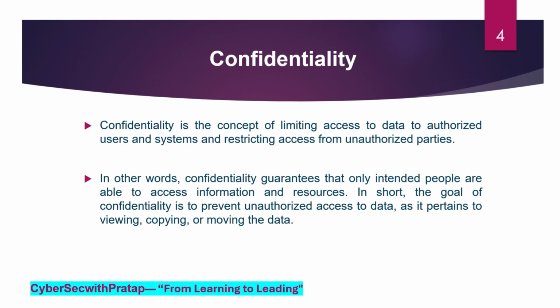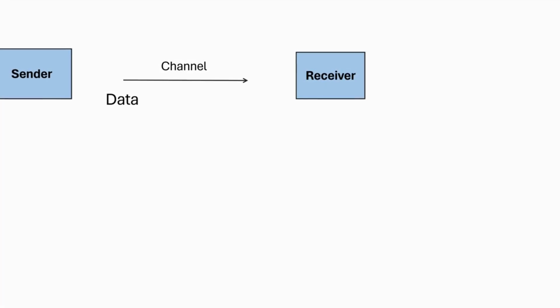How we ensure that, we will discuss later on. In other words, confidentiality guarantees that only intended people are able to access information and resources. In short, a goal of confidentiality is to prevent unauthorized access to data as it pertains to viewing, copying, or moving anything. Confidentiality is related to the sensitivity of the information.